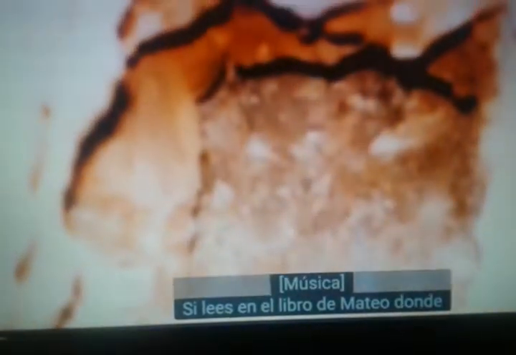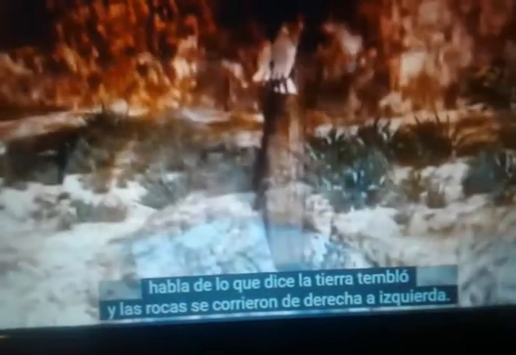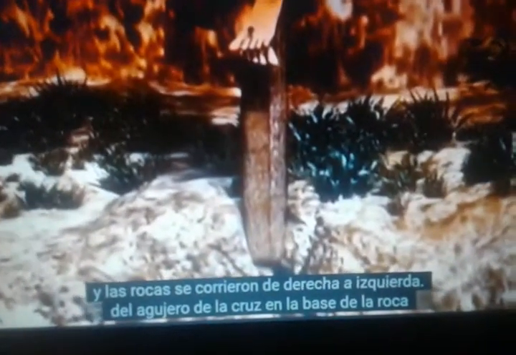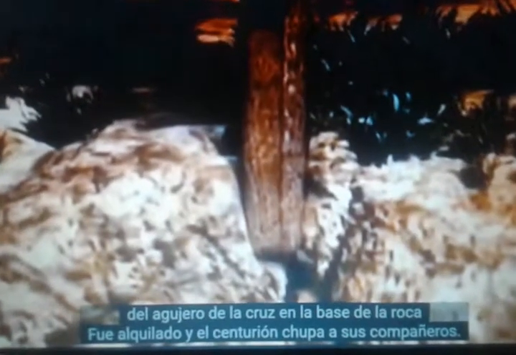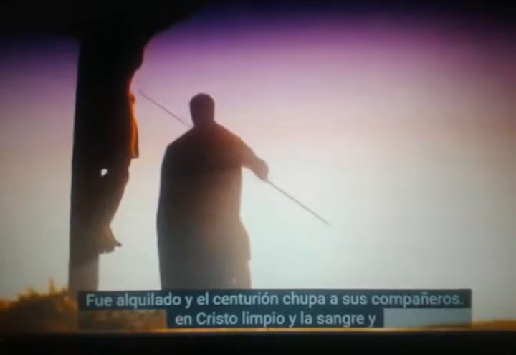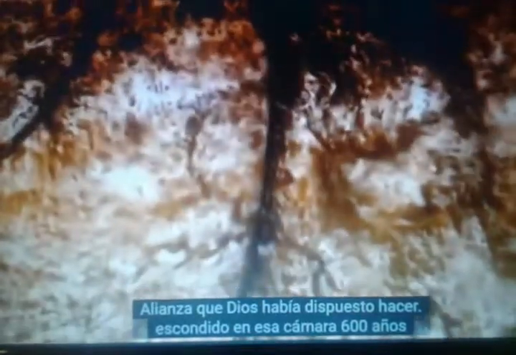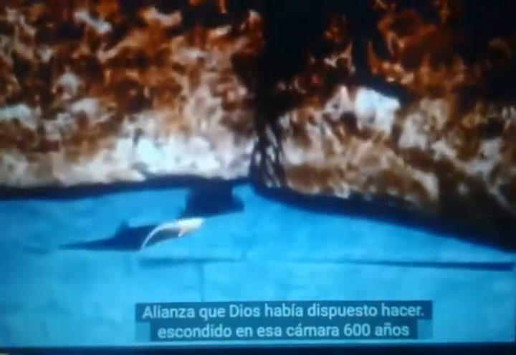If you read in the book of Matthew, where it talks about Christ, it says the earth shook and the rocks were rent. Right to the left of the cross hole, at the base, the rock was rent. And the centurion stuck his spear into Christ's spleen, and the blood and water came out. It went down through that onto the mercy seat of the Ark of the Covenant that God had arranged to be hidden in that chamber 600 years before Christ.